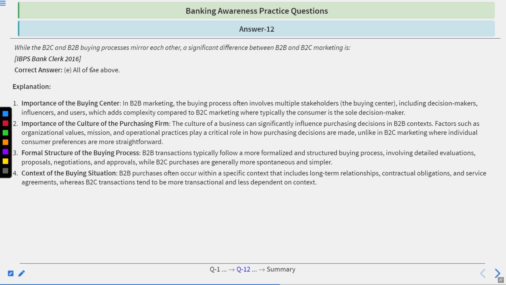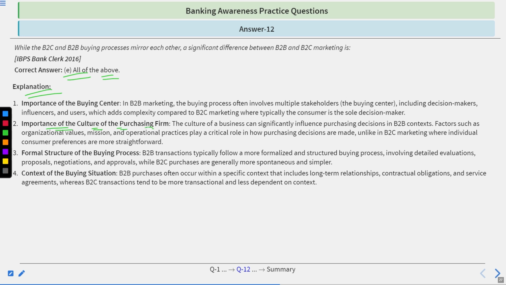Time's up. The correct answer is A, all of the above. Go by the explanation. Importance of the buying center. In B2B marketing, the buying process often involves multiple stakeholders, including decision makers, influencers, and users, which adds complexity compared to B2C marketing, where typically the consumer is the sole decision maker.